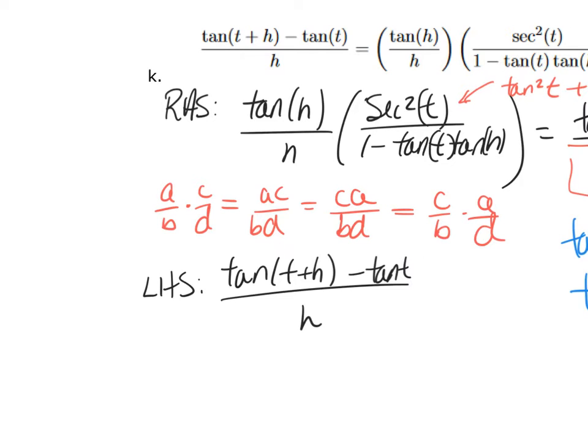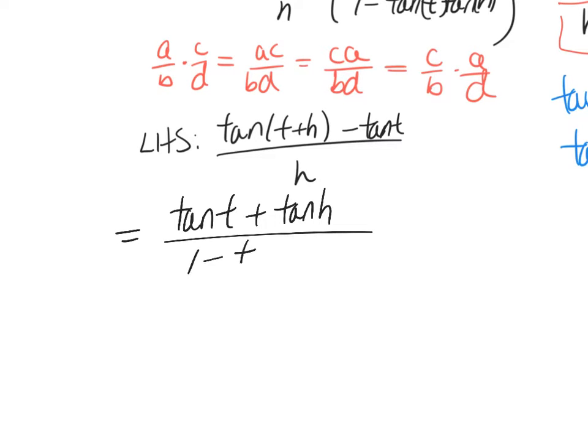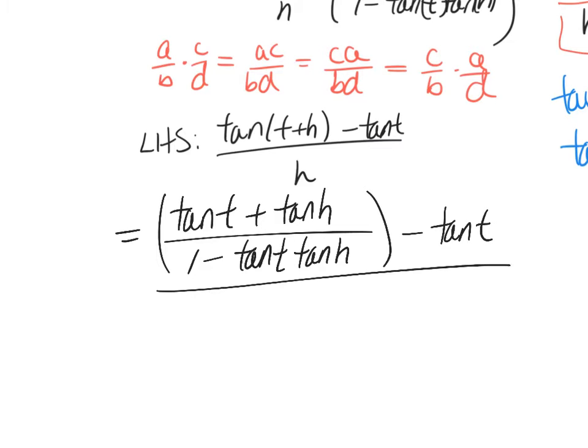So we know the tangent of t plus h is the tangent of t plus the tangent of h all over 1 minus the tangent of t, the tangent of h. And all I've done is replaced the sum of angles for tangent with its identity.